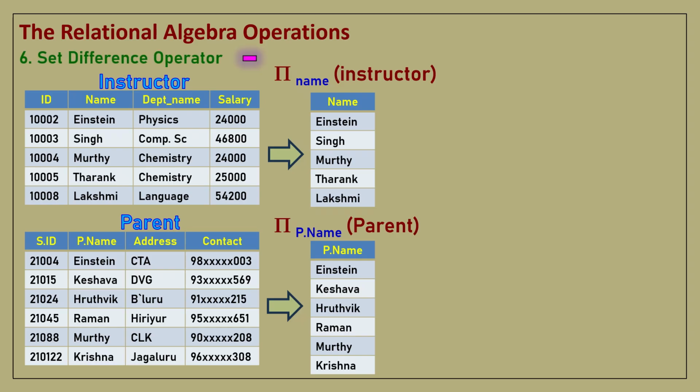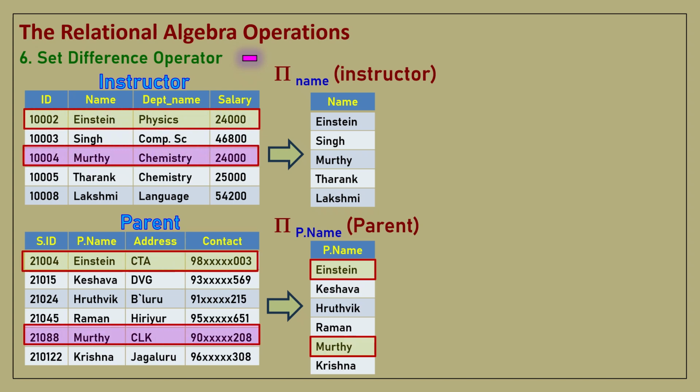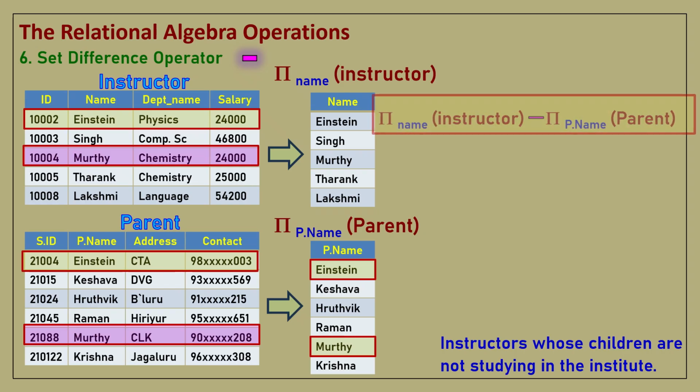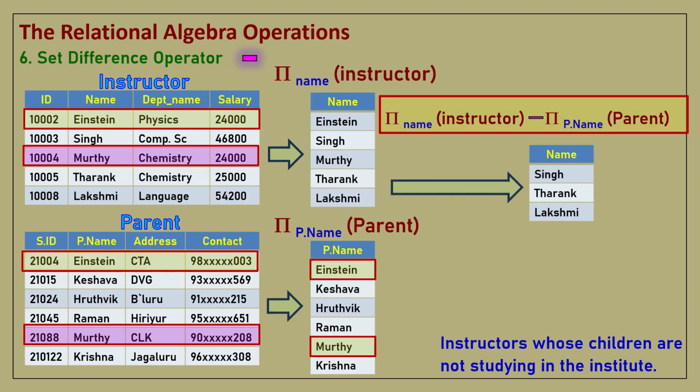Set difference is denoted by minus symbol. Set difference returns elements of first set that are not in second set. It is possible that some of the instructor's children may be studying in the same institute, hence their name appears in both relations. To find the instructors whose children are not studying in the institute, we can execute set difference expression. Expression for this is project, name from, instructor, minus, project, name from, parent. Out of 5 instructors Einstein and Murthy are there in parents relation also, hence 3 instructors' names excluding Einstein and Murthy are in the output.